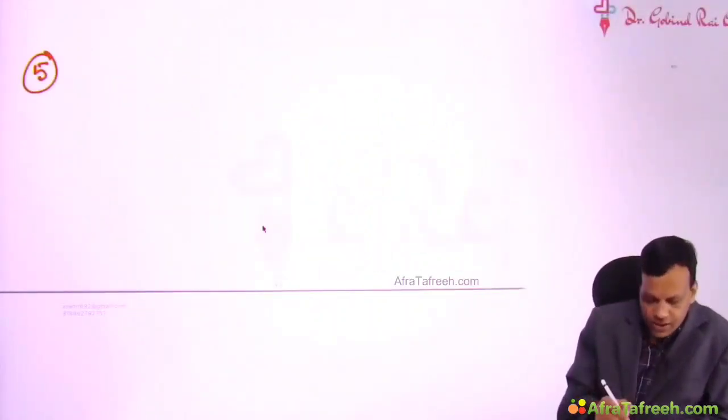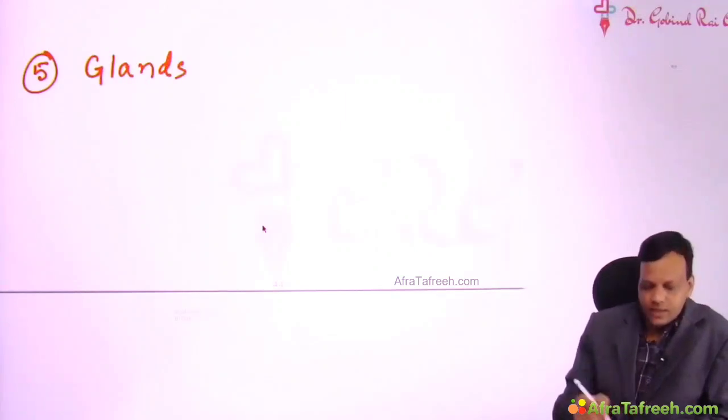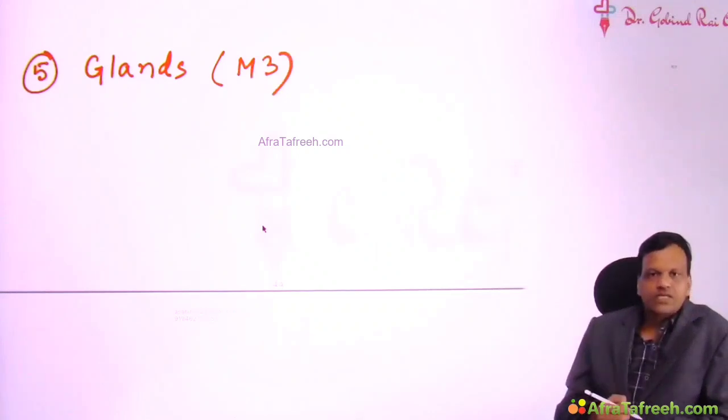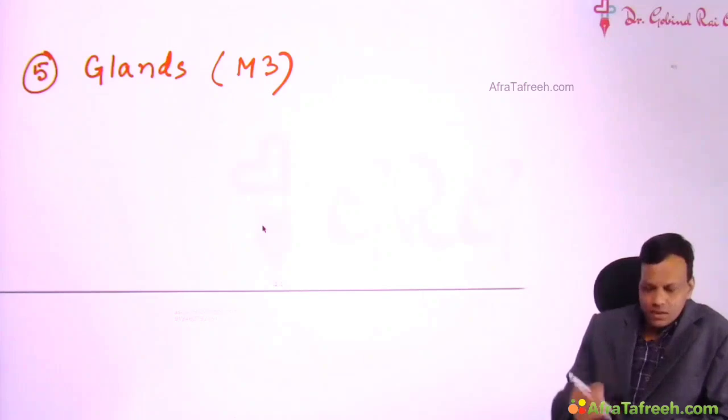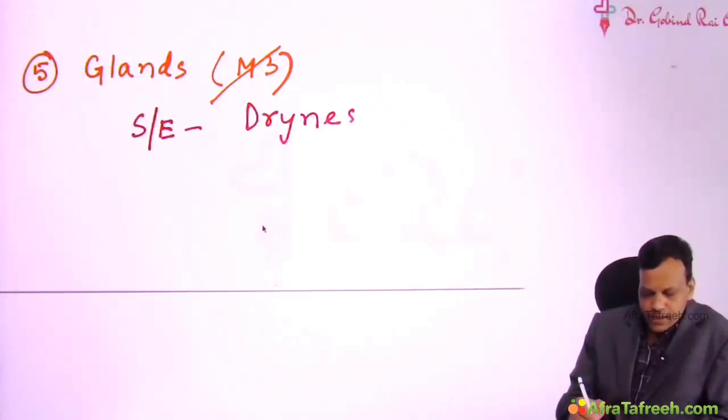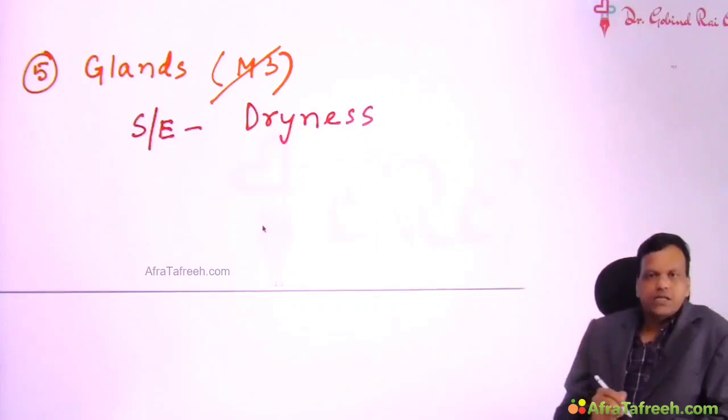Next is the effect of these drugs on glands. Again, the receptor in the glands is M3. When we stimulate M3, there will be an increase in secretions. So if a drug is an M3 blocker, it will decrease secretions. And when the secretions decrease, the obvious side effect will be dryness. So dry eyes, dry mouth and dry skin are the adverse effects of M3 blockers.